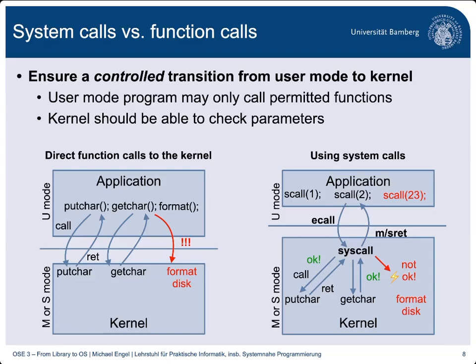So our kernel should be able to check parameters, it should be able to check which system call is required, and we need this controlled interaction, this controlled transition from user to system mode in order to enable this. So everything that's below our line is our operating system kernel, privilege mode. Everything above the line is then one or more applications which try to use operating system functionality.